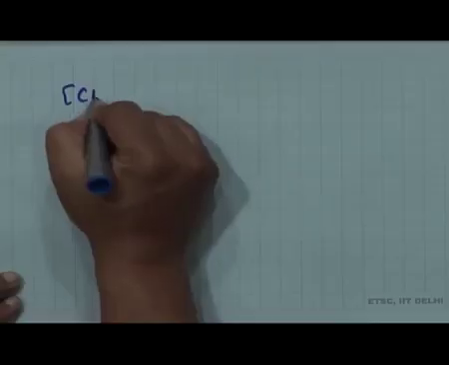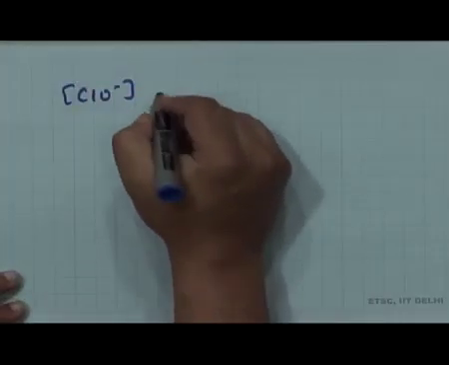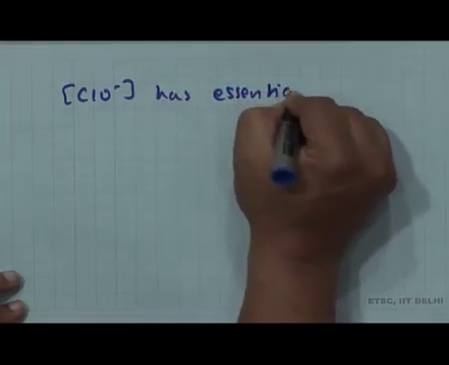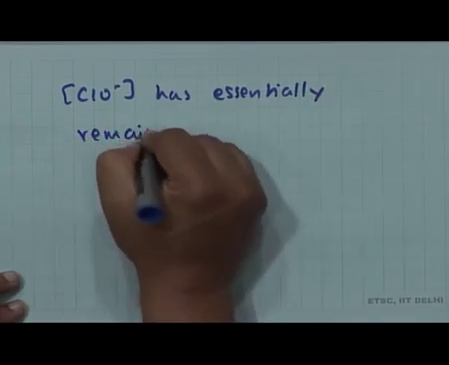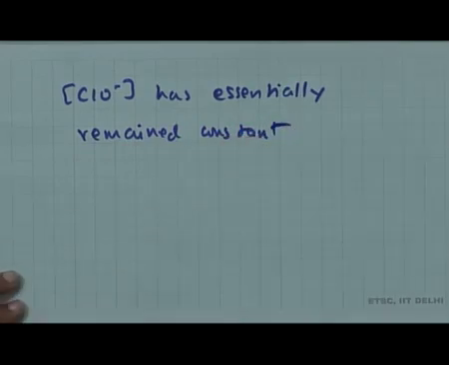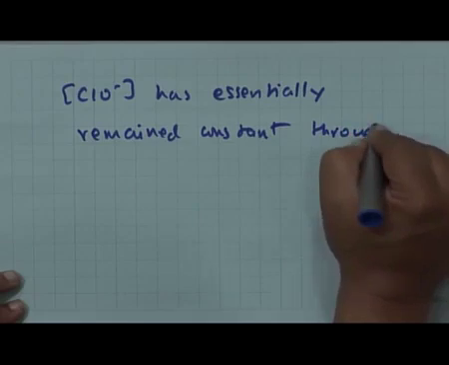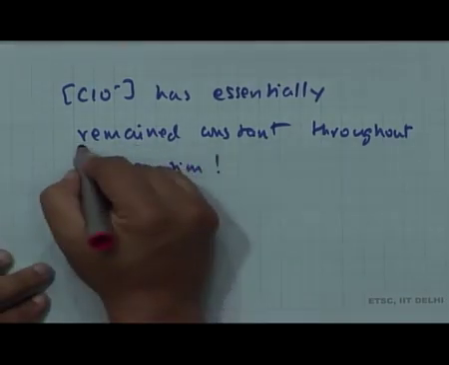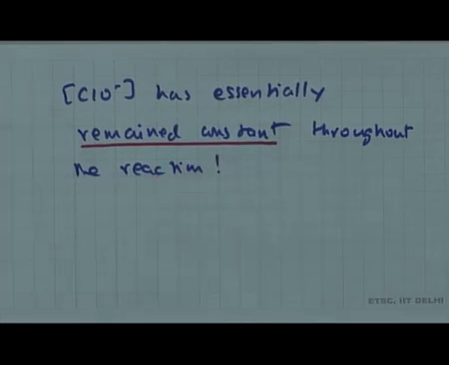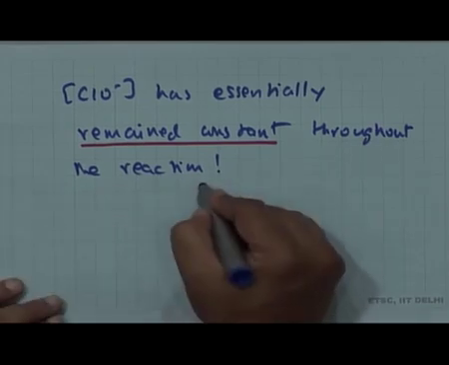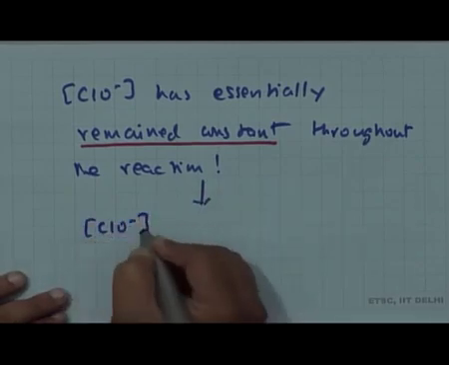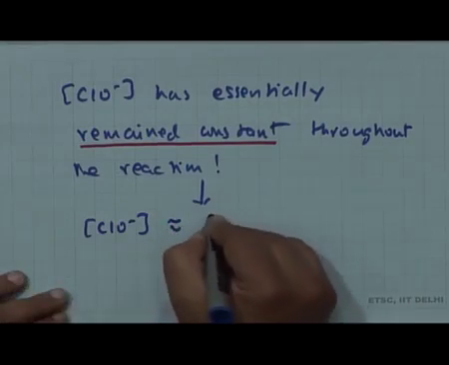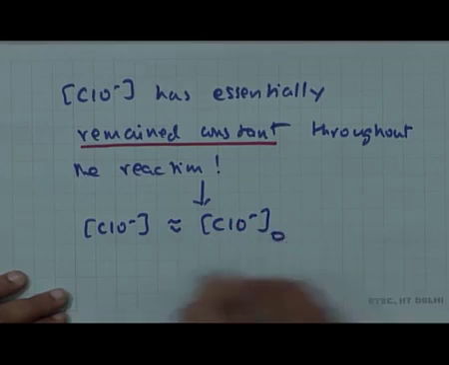The ClO minus concentration, which was in excess, has essentially remained constant throughout the reaction. Now, if that is so, then what we say is that if the ClO minus has remained constant, then I can treat ClO minus even at Tn to be almost close or equal to that of its initial value.